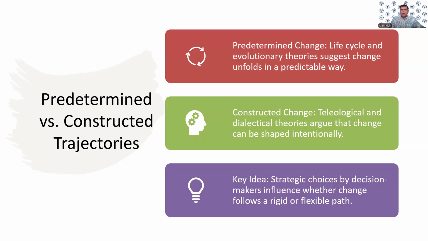So when we say predetermined, then it follows a life cycle and an evolutionary theory. The definition says change unfolds in a predictable way based on pre-existing conditions, environmental pressures, or internal processes. So organizations follow a natural progression similar to what we see in biology, the biological growth, moving through the stages of innovation, growth, maturity, and decline.